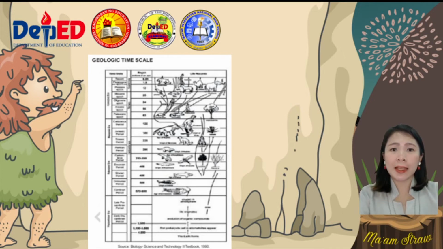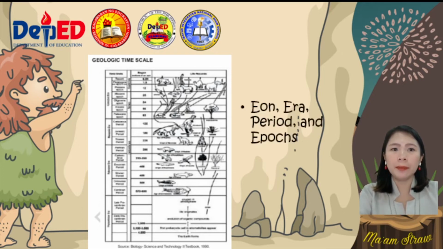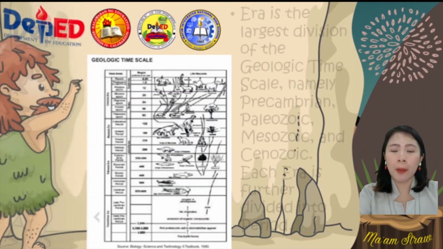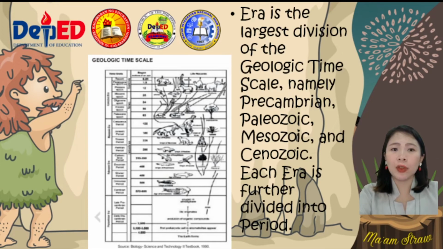Using the GTS, scientists have estimated that the Earth is about 4.5 billion years old and divided this into a series of units based on the order in which different groups of rocks and fossils were formed, namely Eon, Era, Period, and Epoch. Era is the largest division of geologic time scale, namely Precambrian, Paleozoic, Mesozoic, and Cenozoic. Each era is further divided into period.